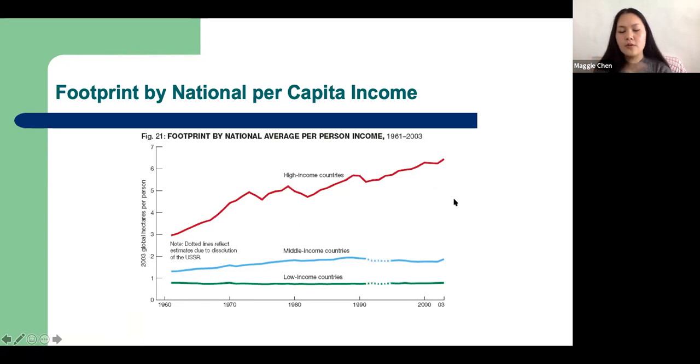On this graph, we can see a pretty steady increase in resource consumption. And that has implications for the people who don't have access to these resources, for the world that we live in, and for where we are getting these resources from.